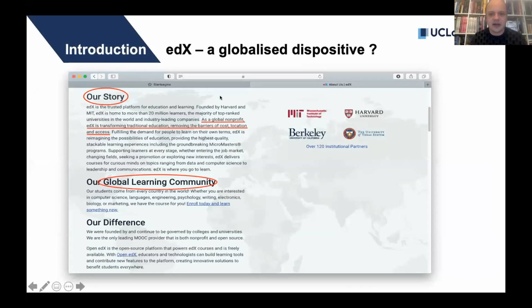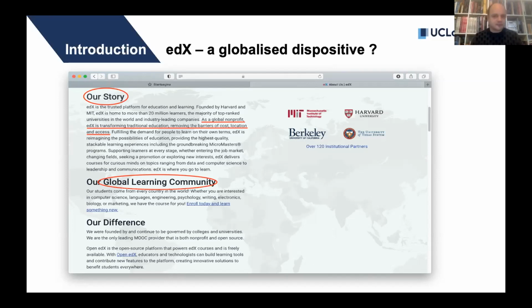For instance, over here, once again in this document, you see in the background a map of the world, basically, and also textually, they present themselves explicitly as a global non-profit organization that aims to transform traditional education, supposedly removing barriers related to cost, location, and access. And it even takes as its explicit purpose to develop a kind of global learning community.